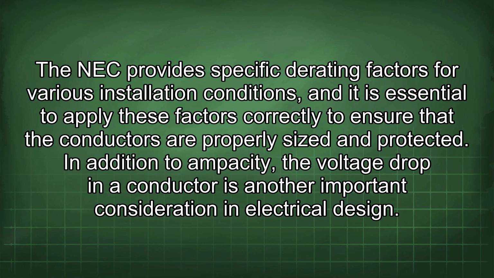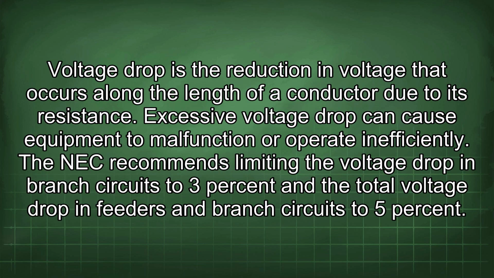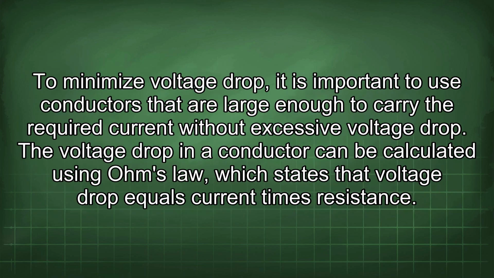In addition to ampacity, the voltage drop in a conductor is another important consideration in electrical design. Voltage drop is the reduction in voltage that occurs along the length of a conductor due to its resistance. Excessive voltage drop can cause equipment to malfunction or operate inefficiently. The NEC recommends limiting the voltage drop in branch circuits to 3% and the total voltage drop in feeders and branch circuits to 5%. To minimize voltage drop, it is important to use conductors that are large enough to carry the required current without excessive voltage drop.